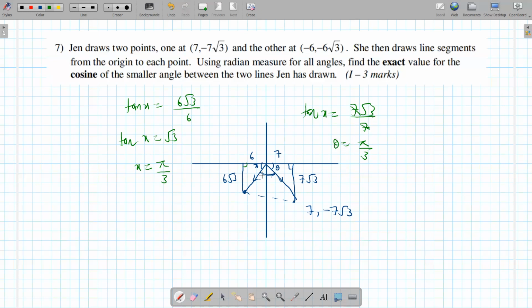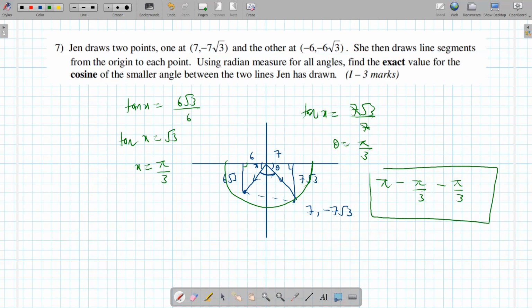How do we find this middle angle? You just do pi minus both of them. If this is 60, and this is 60, we know the entire thing is 180, so the middle angle must be 60. Or you can do pi minus, because we know this entire thing is pi radians. So pi minus x is pi over 3, and theta is also pi over 3. So there you go, that's the answer.